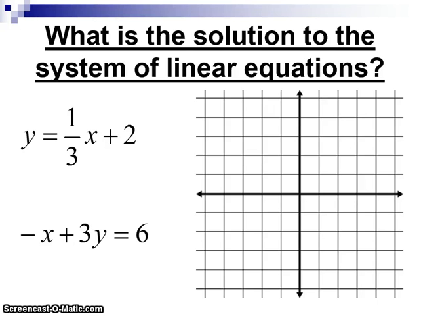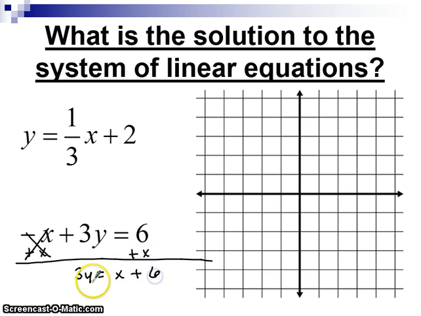Now let's look at one that does not give us both equations in slope-intercept form. As you can see, the second one is not in slope-intercept form. We can get it in slope-intercept form, but we'll have to isolate the variable. So we'll add x to each side first, which we know is 1x. Negative x plus x makes 0, so we're left with positive 3y, or 3y equals positive x plus 6. Now we'll divide each side by 3.